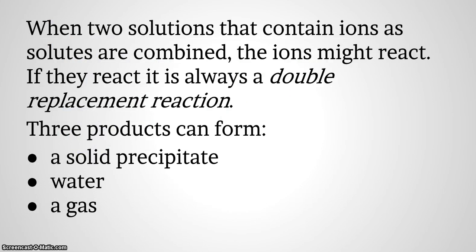So that when our two solutions that contain ions as solutes are combined, the ions might react. If they react, it's a double replacement reaction where they can produce either a solid precipitate like our example. We can also produce water and a gas. So it's not just necessarily a precipitate that's produced in these particular reactions.